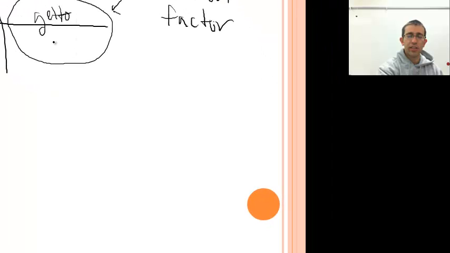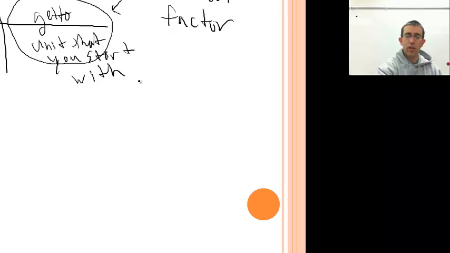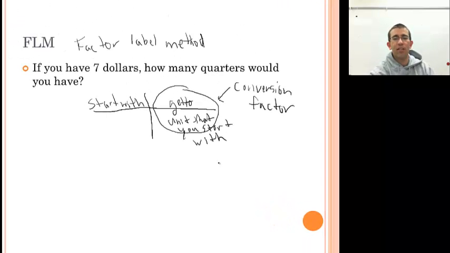So this is what you want to get to. Alright? The unit that you start with. Alright? This will all be, oh, that says ghetto there, doesn't it? That's get to, not ghetto. Alright? So, let's do this problem here.